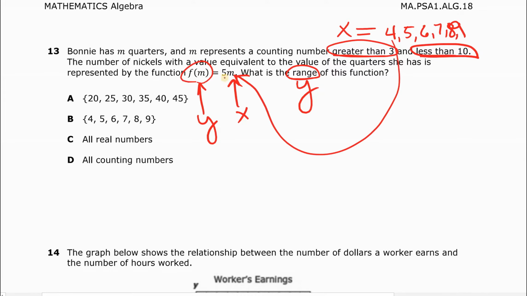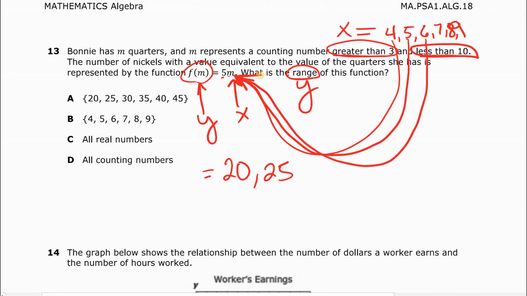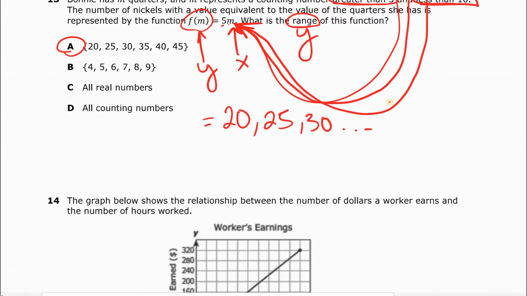So if we put 4 in, 5 times 4, we're going to get out 20. Then if we plug in a 5 this time, 5 times 5 is 25. Then if we plug in a 6 this time, 5 times 6 is 30, and so on. The answer on that one is A. It wanted the outputs, so you had to plug in the inputs.